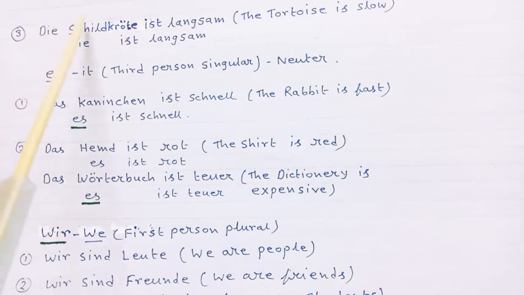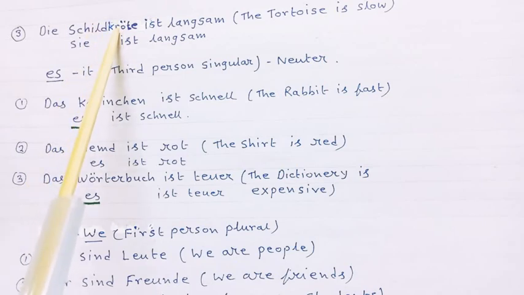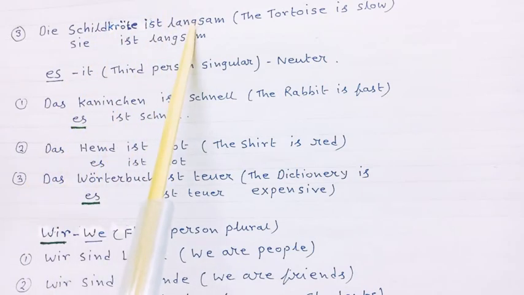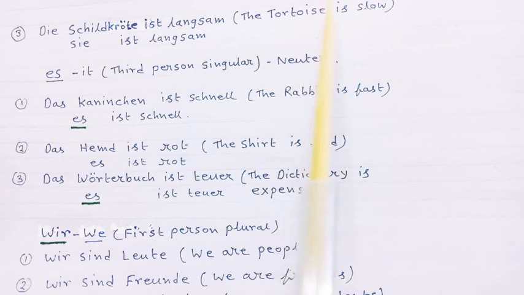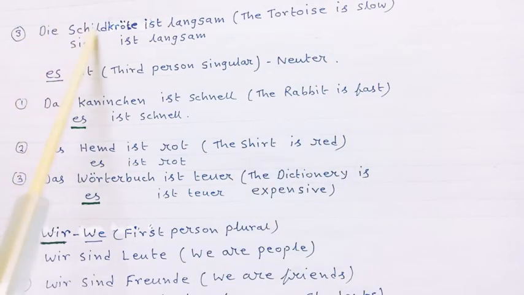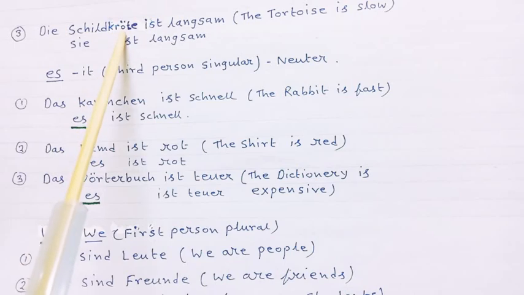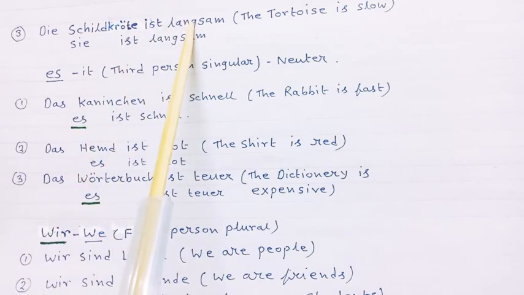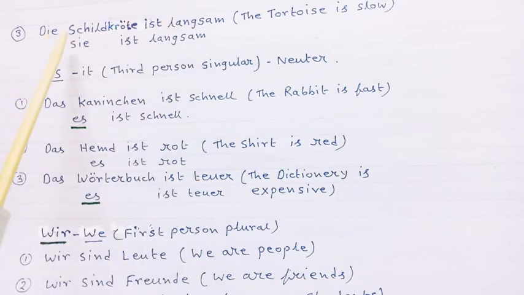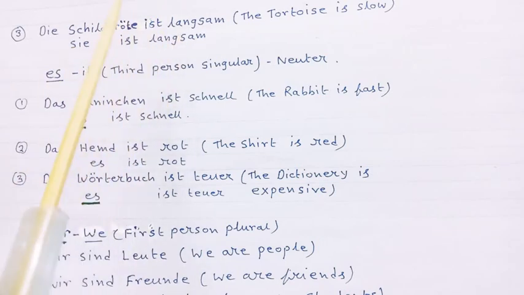Die Schildkröte ist langsam. The tortoise is slow. Again I repeat. Die Schildkröte ist langsam. Oder sie ist langsam. Oder means or.